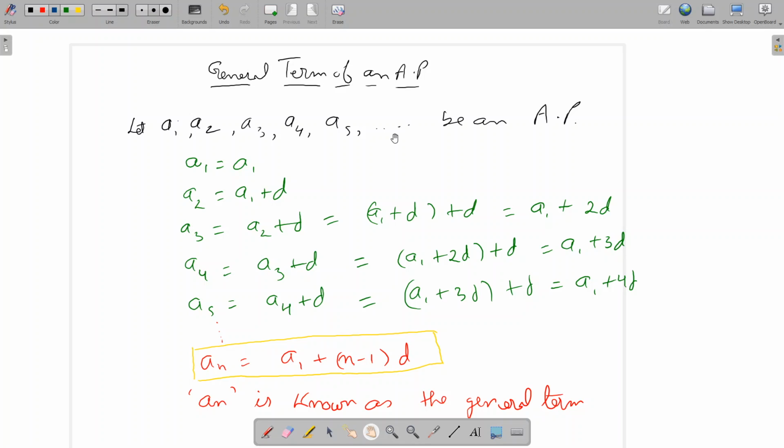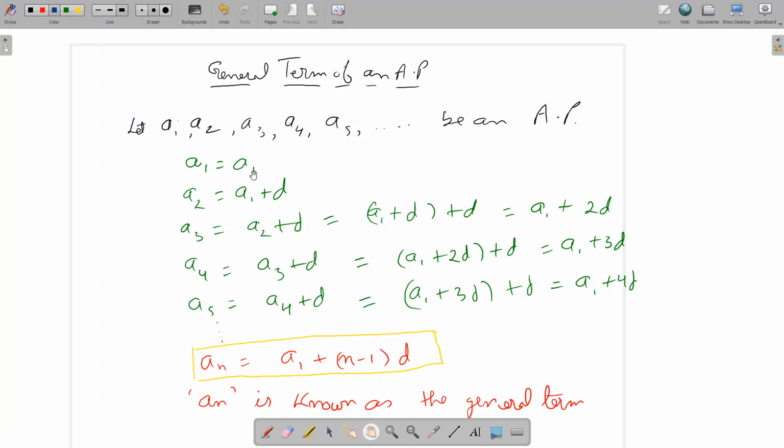General term of an AP. Let A1, A2, A3, A4, A5, and so on be an AP. So here we have A1, the first term, and by definition, if we add the difference, which is constant between two consecutive terms, known as D, as you know, to the first term, we get the second term, and again if we add it to the second term, we get the third term, and so on.